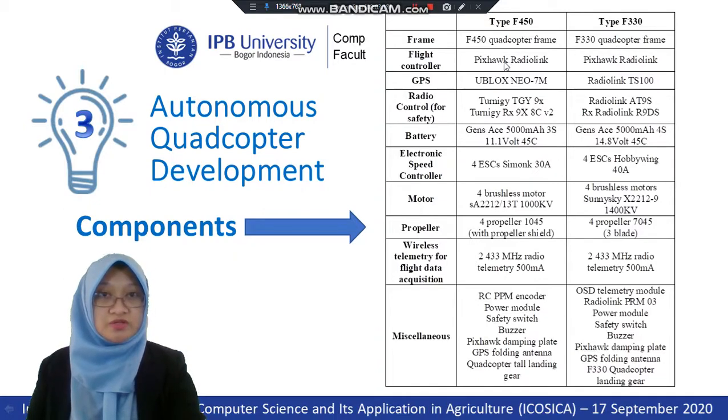Both quadcopters use the same flight controller. Both quadcopters also use the same battery and also the same wireless telemetry, which is used for flight data acquisition. Other than that, the quadcopters use different GPS sensors, different radio controls, and different motors and propellers, and therefore also different electronic speed controllers.